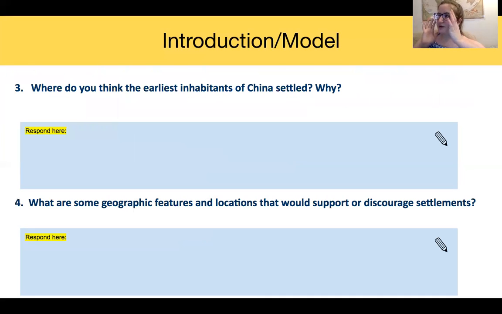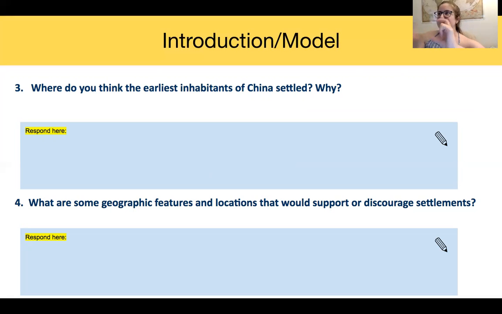Now that we know a little bit more about where China is in location with countries and other seas, we're going to start thinking about where the earliest inhabitants of China might have settled. Settlements can take the form of a town or a village or even a city. And when agricultural civilizations settle, they stay and live in one specific area, as opposed to hunter-gatherers who are nomadic, or people who move around as they search for food and resources.